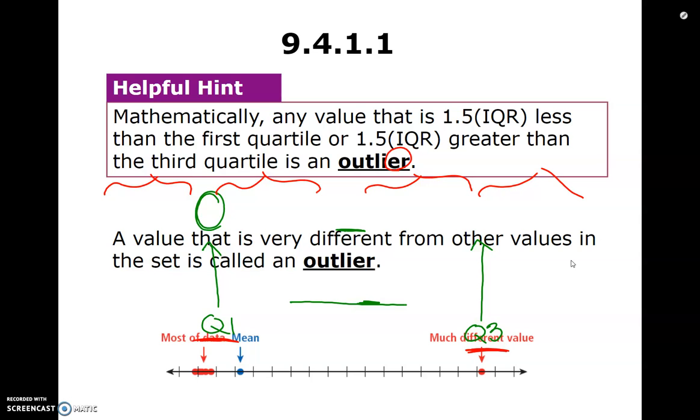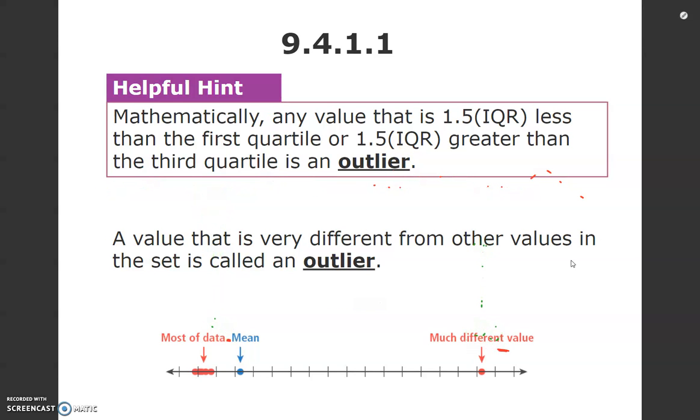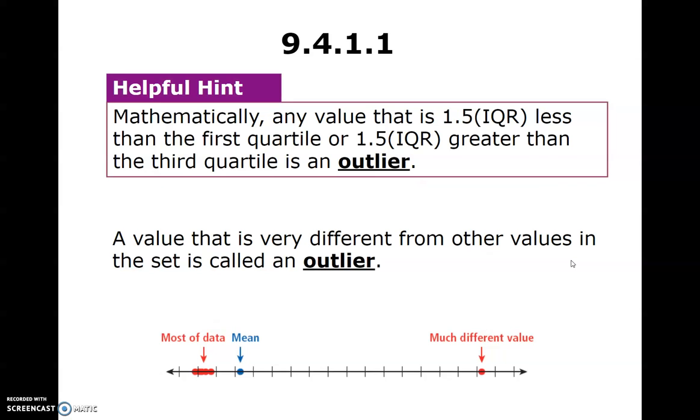It's helpful to note that mathematically any value that is 1.5 times the IQR less than the first quartile, or 1.5 IQR greater than the third quartile, we consider an outlier. An outlier is just a value that's really different from your other values in the set. So in this one, we have a bunch of low values, and then we just have one value way out here that is much, much higher. That we call an outlier. And we can mathematically confirm that it is an outlier by doing this 1.5 times IQR, which I'll show you here in a second.